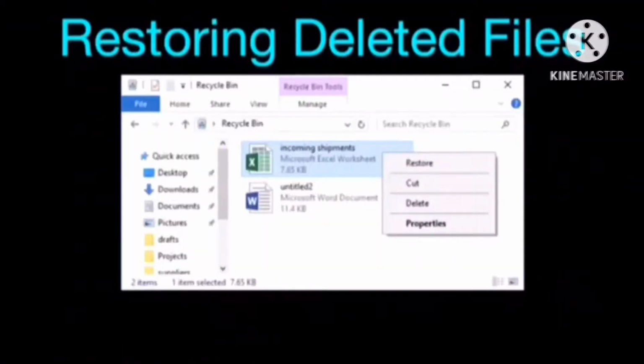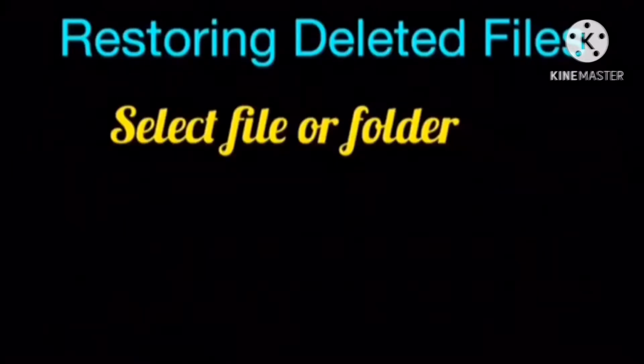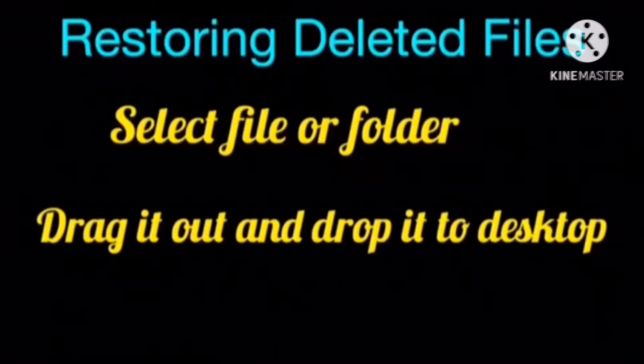You can see the recycle bin folder here. When I am giving a right click on that, I have an option restore on the top. When I click on that, the file will go back to its original position. There is another one more method. From this recycle bin, I can drag this file and put on the desktop. So first I have to select the file, then I have to drag and drop it on the desktop. So what will happen from the recycle bin? It will move to the desktop.